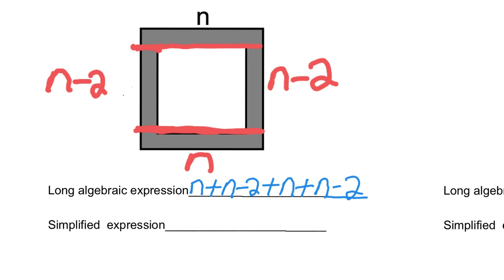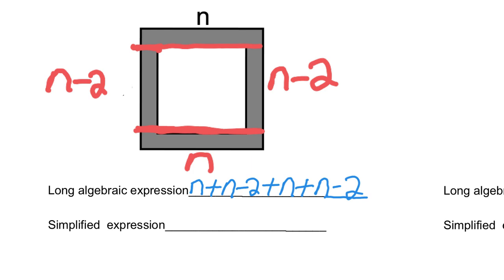Since we are doing perimeter, we're just going to add these up. And I just chose to add in a clockwise direction. So I wrote n plus n minus 2 plus n minus 2 plus n minus 2, and I ended up with this long algebraic expression.